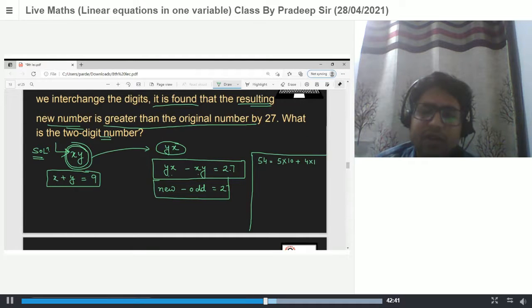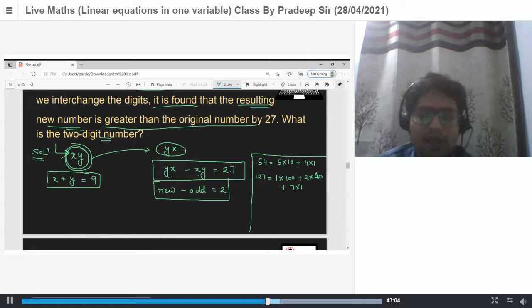Similarly, for example, if we have 127, it can be written as 1 into 100 plus 2 into 10 plus 7 into 1. Let's say if we have 324, it can be written as 3 into 100 plus 2 into 10 plus 4 into 1. Now we have to use this concept here.